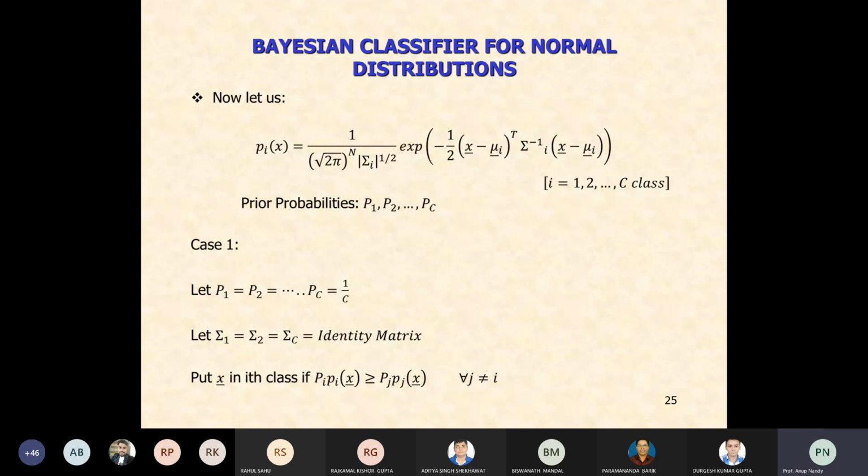Now today we'll see two different cases. This is one example of how the Bayes classifier can be used for a normal distribution. Firstly, we'll see case 1. In case 1, there are a few assumptions that you are going to make. The first is that capital P1 is equal to capital P2 is equal to capital P3, up to capital PC, equal to 1 by C. I mean all the prior probabilities are equal, and it is 1 by C.